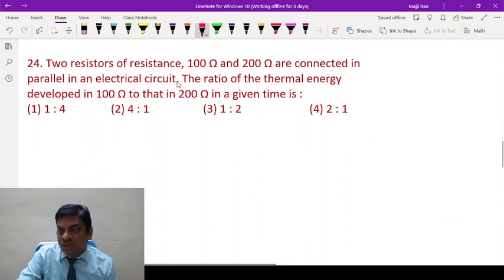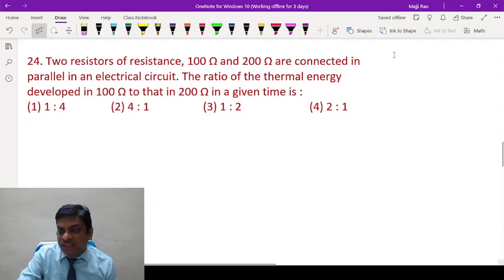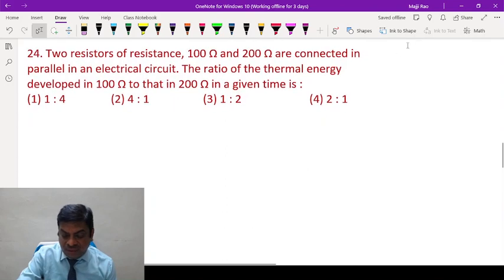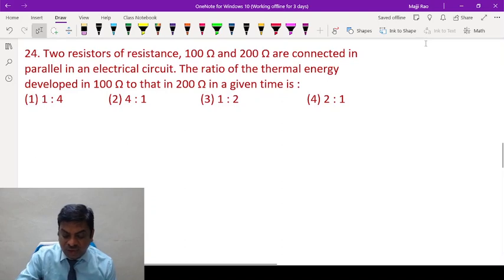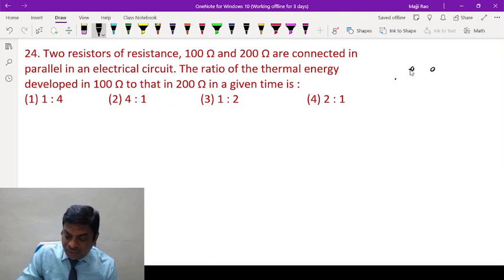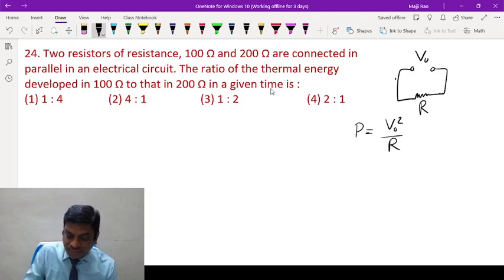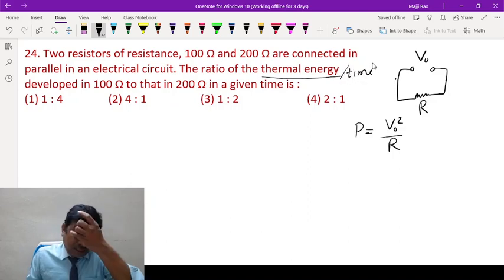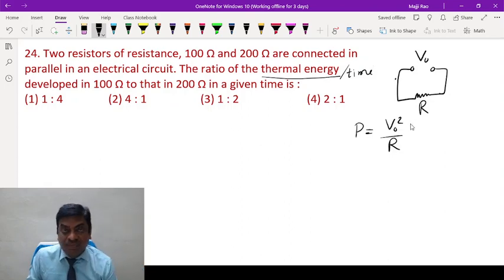Then moving on to the next question, question number 24. Two resistors of resistance 200 and 200 ohm are connected in parallel in an electrical circuit. The ratio of the thermal energy developed in this... Now you all know that if you have a resistor connected across a voltage V naught, then the power developed is given by V naught square by R. Here by thermal energy we mean thermal energy per unit time, and that can be taken as power. So we want the ratio of the powers developed.